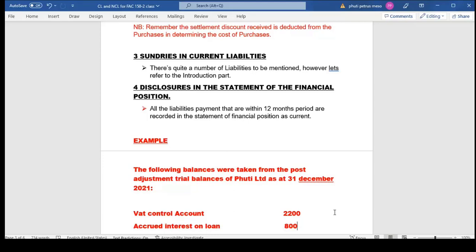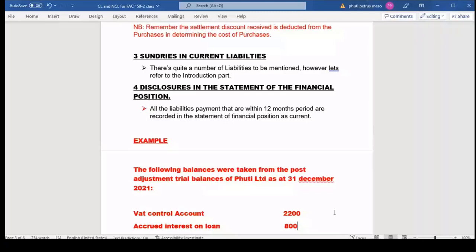Now let's look at sundries in the current liabilities. There are quite a number of liabilities to be mentioned. However, let's refer to the introduction part: disclosures in the statement of financial position. All liabilities that are due within 12 months are recorded in the statement of financial position as current. So it may be trade and other payables, bank overdraft, output VAT, income received in advance, accrued expenses, and all of those.